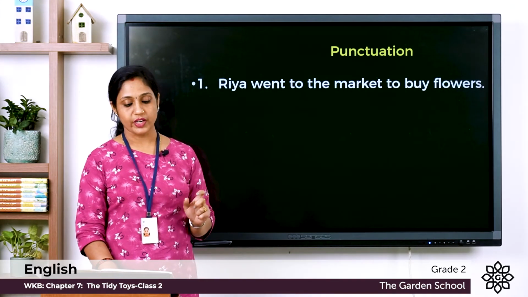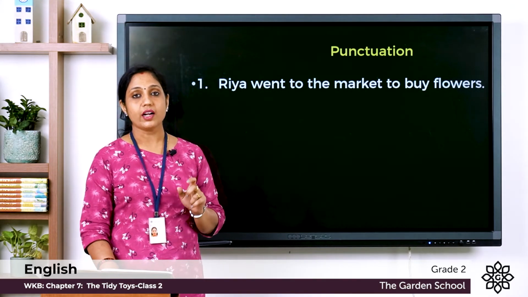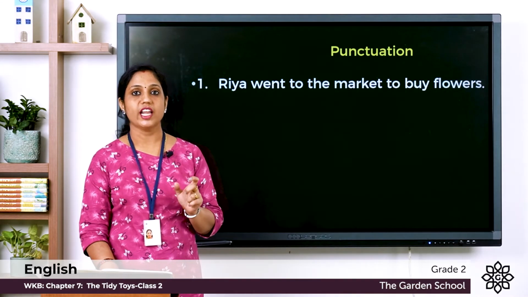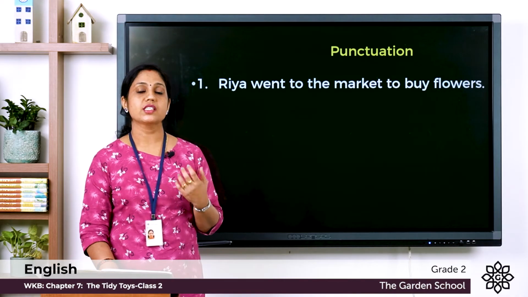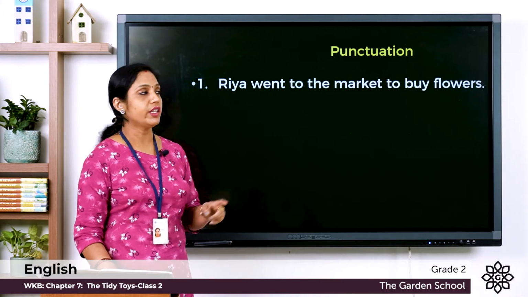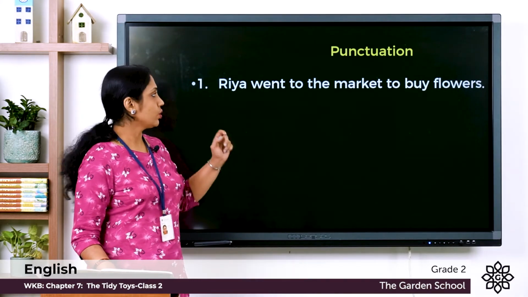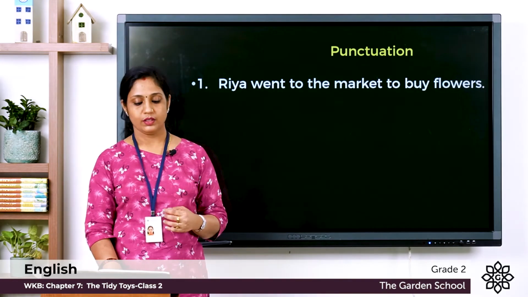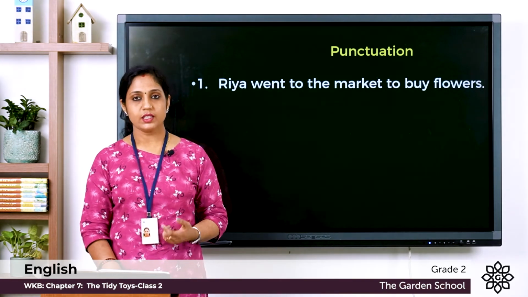And look at the word Ria. It's given, R is given in small letter. Ria is a proper noun. It's the name of a girl and also it is the starting word. So we have to write R in capital letter. So it becomes, Ria went to the market to buy flowers. Let's look at the second question.